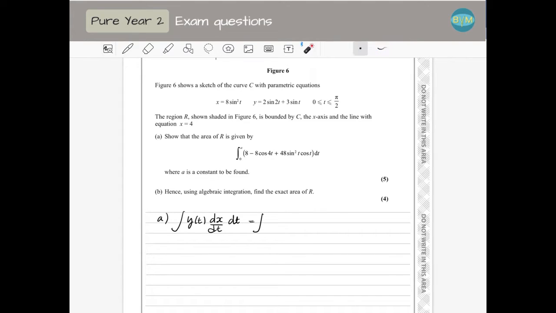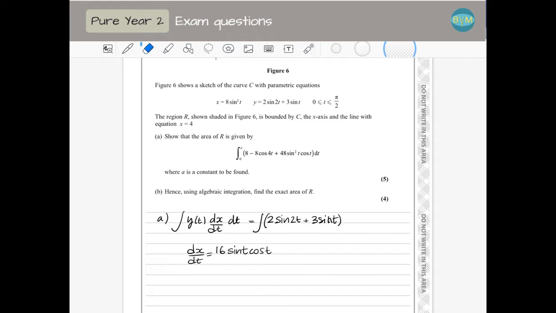So y is this expression here, 2 sine 2t plus 3 sine t, and this is multiplied by dx by dt. So we have to differentiate this function here. So dx by dt: we have 8 at the front, then sine squared, the 2 goes to the front, so 16, sine goes one degree less, so sine t, and the derivative of sine is cos. I'm just using the same idea as differentiating u squared, which is 2u prime.